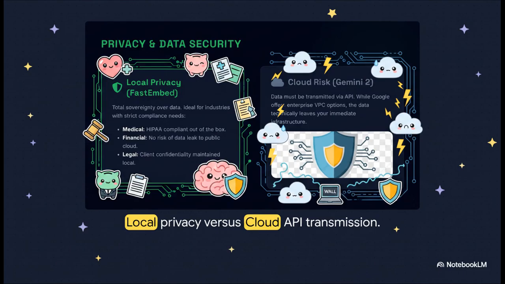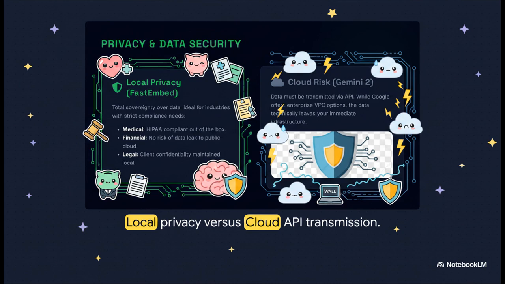But, cost aside, we really have to talk about data privacy. Fast Embed guarantees total data sovereignty because everything runs locally on your machine, your data never, ever leaves your server. That is a massive win if you're working in medical applications that need HIPAA compliance or in the legal field where client confidentiality is everything. Gemini is a cloud service, so inherently, you have to transmit your data to Google servers over their API.